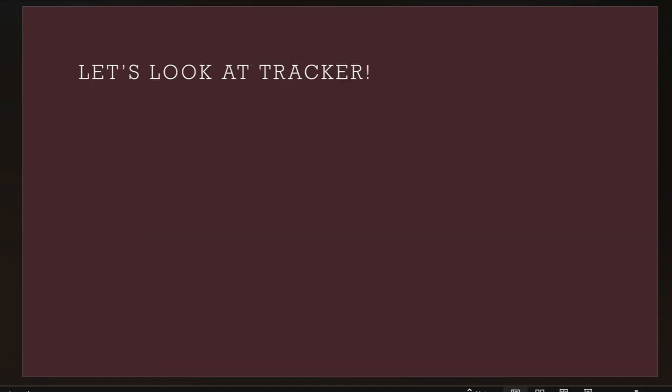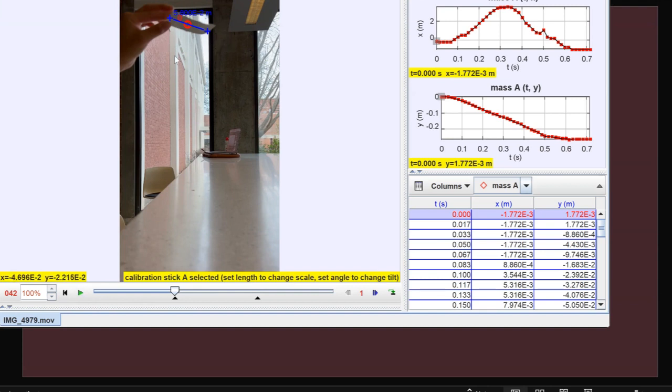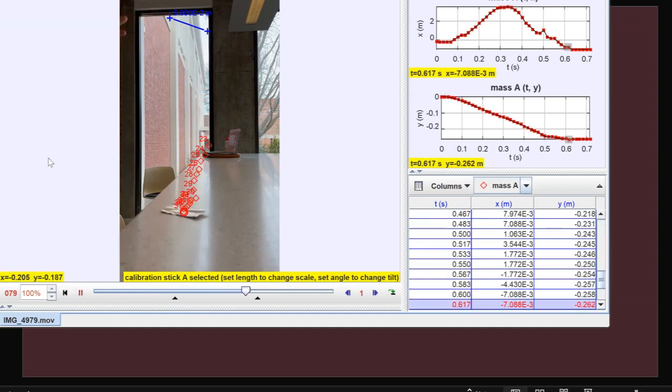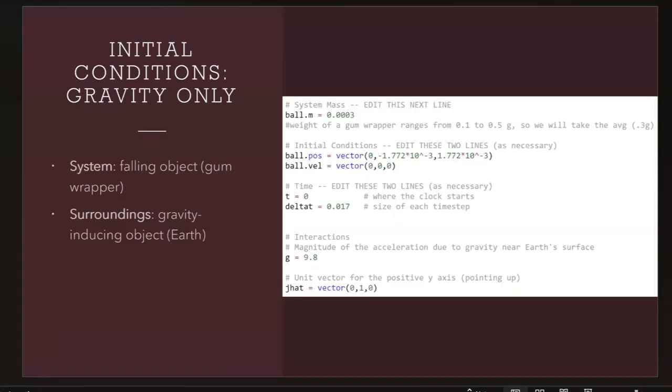At this point, we will look at our experiment in Tracker. This is a gum wrapper, which encountered a lot of drag force as it was falling, and we determined the point masses as it fell. The initial conditions given in our gravity-only model are the system, which we defined as the falling object or the gum wrapper, and the surroundings, which was a gravity-inducing object or the Earth. And this is reflected in our code where we entered in the initial mass of a gum wrapper plus the initial position of the wrapper, which was given by Tracker, as was delta t.